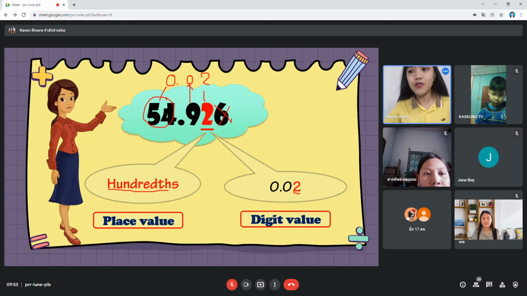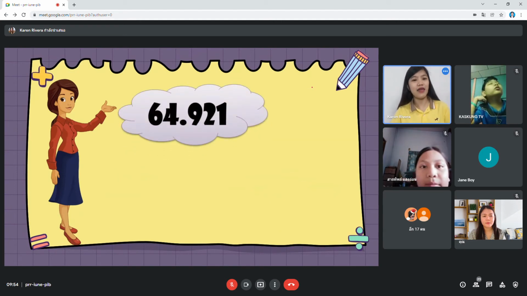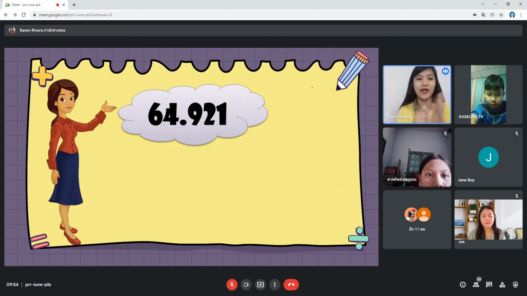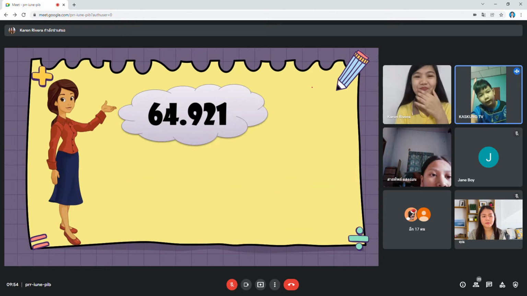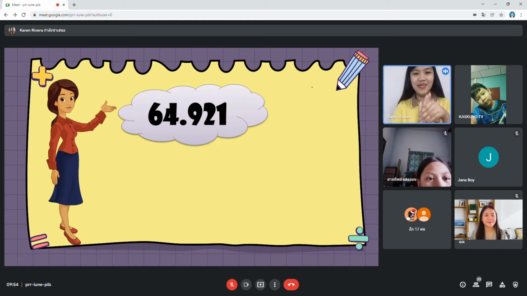Hundredths. There are 2 decimal places. Okay? Next. Another given I have here. Who can read this number? Can you try to read that? 64 and 908. Yes, correct. 921. What? 3 decimal places. What is it?